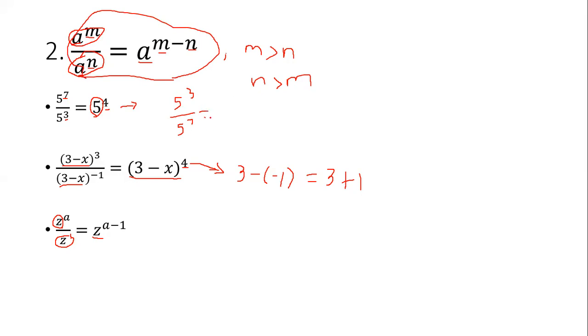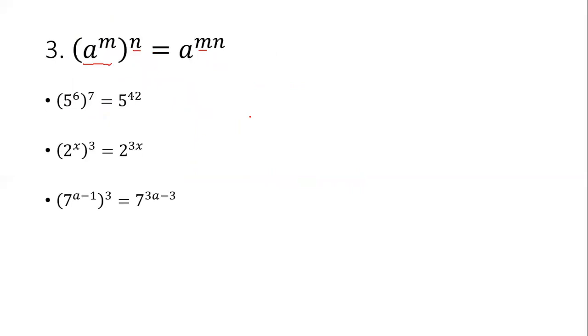Ang kalalabasan po niyan, we copy the base, then we subtract the exponents, 3 minus 7. So dahil 3 minus 7 yan, that will become negative 4. Yung negative exponent na yan, pag-aaralan po natin later on. So do not worry about the negative exponents. We have number 3.